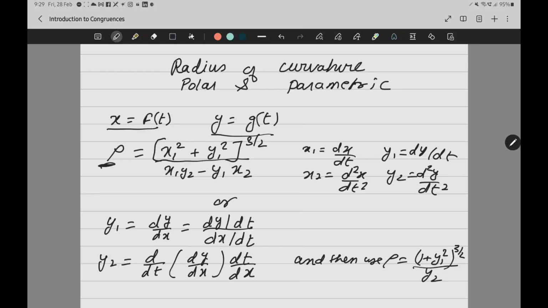If you don't want to remember a new formula for parametric, you can always use the Cartesian form. But for using the Cartesian form, I need y1, which is dy by dx, and y2, which is d2y by dx square. So how do we get dy by dx in parametric form? y1, that is dy by dx, is equal to dy by dt upon dx by dt. This will give me dy by dx. And y2, meaning d2y upon dx square, is equal to d by dt of dy by dx, times dt by dx. This formula you have learned in your 12th grade. So once you get y1 and y2, you can use this formula, right?